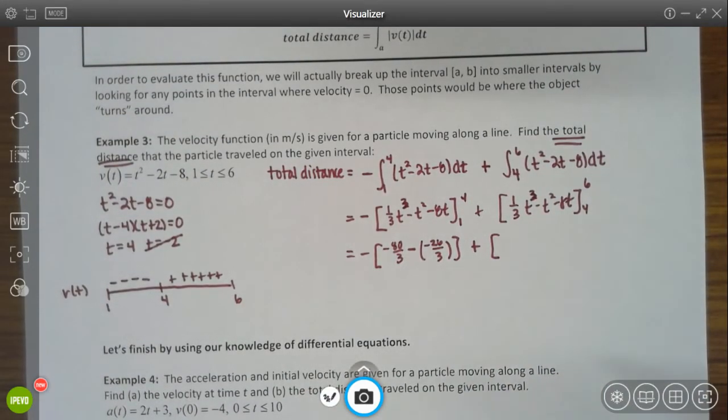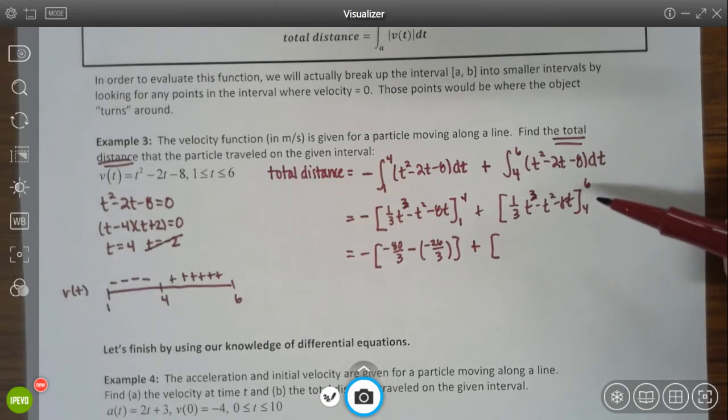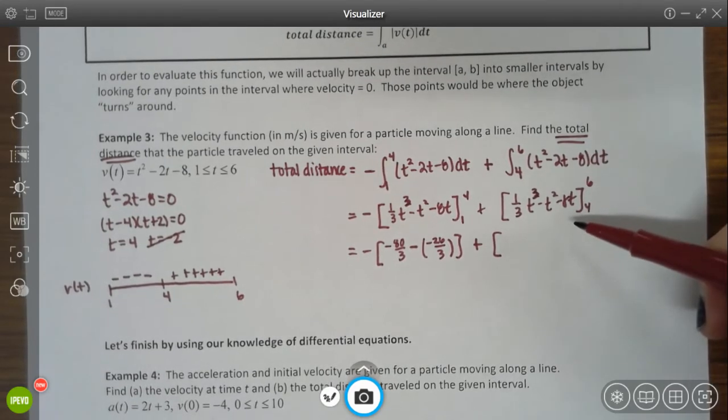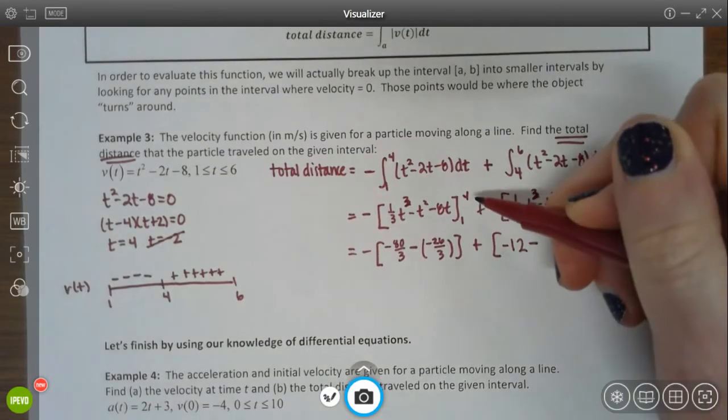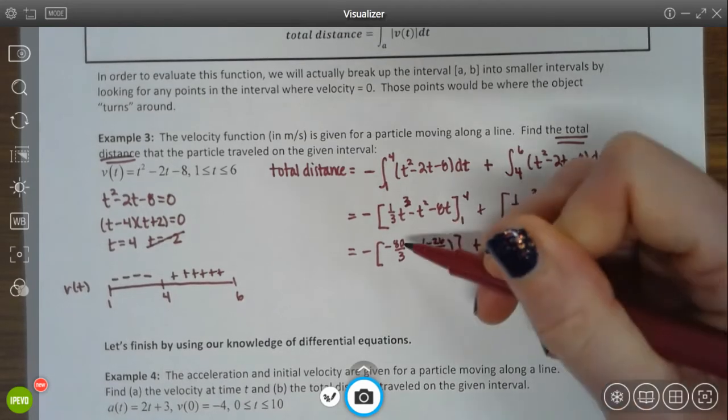We already did 6 from problem number 2, but to refresh your memory, when you replace all of these t's with 6, you ended up with negative 12. And we already put 4 in as our upper bound. That was that negative 80/3 there.